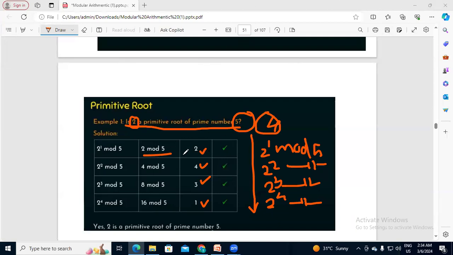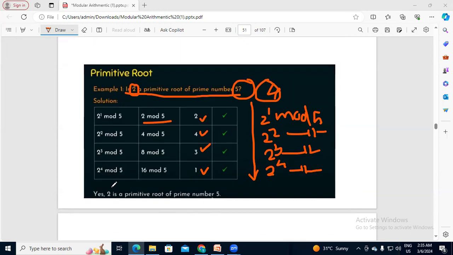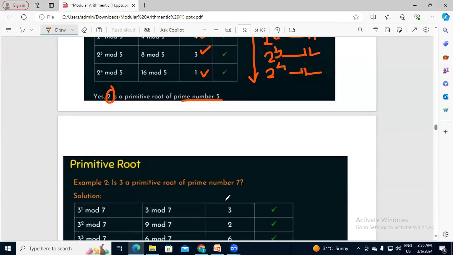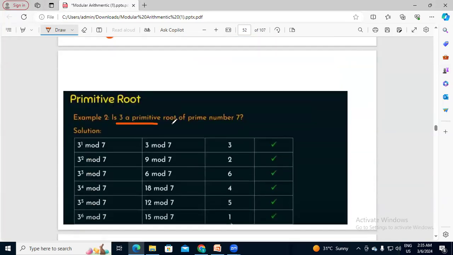So after having the modulus results of 2 to the power 1 mod 5, 2 to the power 2 mod 5, 2 to the power 3 mod 5, and 2 to the power 4 mod 5, if we are getting distinct results, like any number should not get repeated. Is 2 repeated? No. Is 4 repeated? No. Is 3 repeated? No. Is 1 repeated? No. In that case, we say that 2 is a primitive root of prime number 5. Very simple.